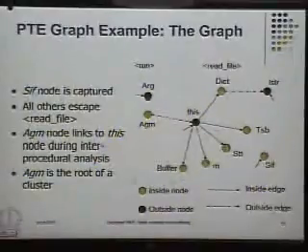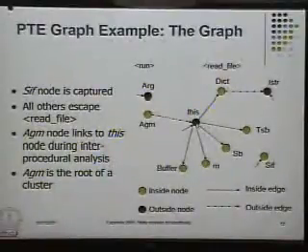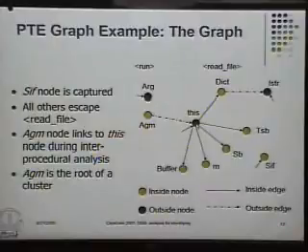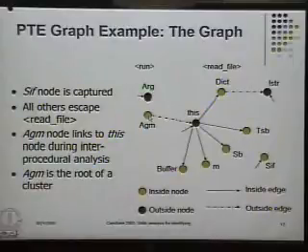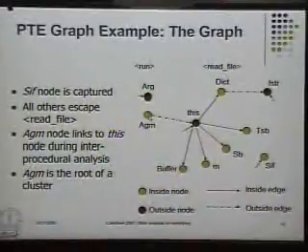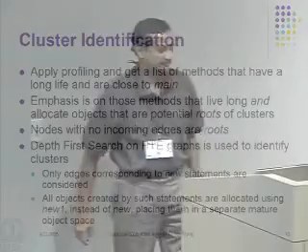escape the method. This node AGM, which is here, actually links to this node during the interprocedural analysis, and AGM is also the root of a cluster. There are no edges pointing to AGM itself, and that would be the root of a cluster which resides inside the run method.